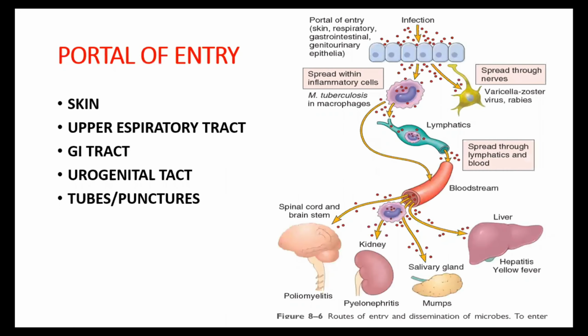Portal of entry. The microorganisms enter through the portal of entry. Common routes are skin, upper respiratory tract, GI tract, urogenital tracts, and any tubes or punctures. After they enter through the skin or any other route, they multiply in inflammatory cells. For example, Mycobacterium tuberculosis will multiply in macrophages. After that, they spread through lymphatics and into the blood and to the systemic organs. Infection will spread. And viruses like varicella zoster and rabies spread through nerves.